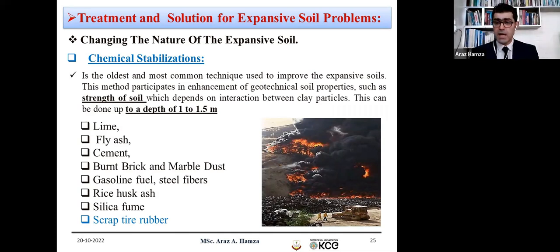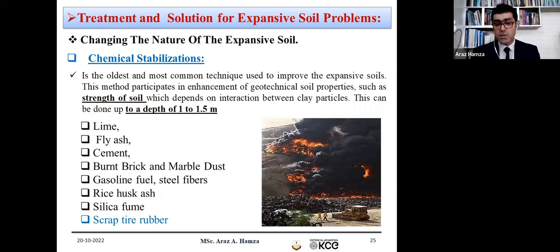How can we practice or implement chemical stabilization? By adding such materials. What are these materials? We can add lime, hydrated lime. We can add fly ash. We can add cement, burned brick, marble, gasoline, rice husk ash, silica fume. All these different materials can be mixed with the expansive soil, and they tend to reduce the swelling potential and the level of swelling. Also scrap tire, rubber, and plastic are other materials.